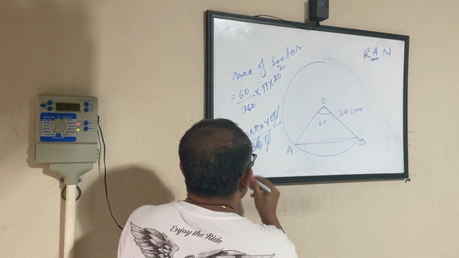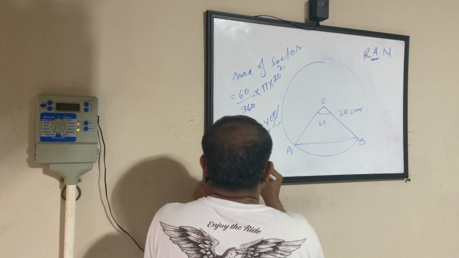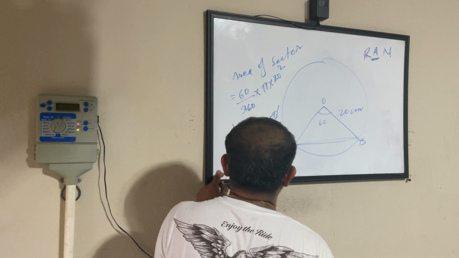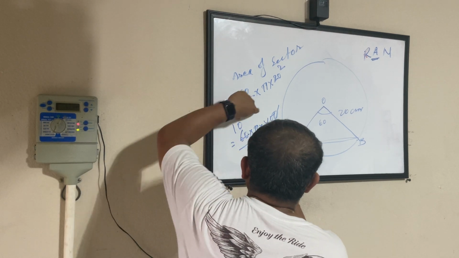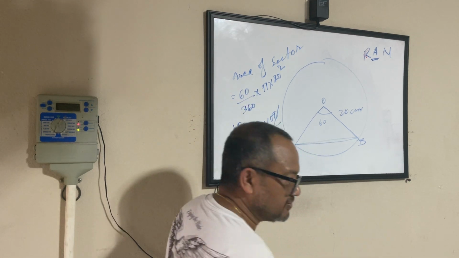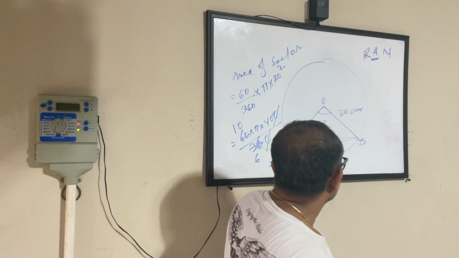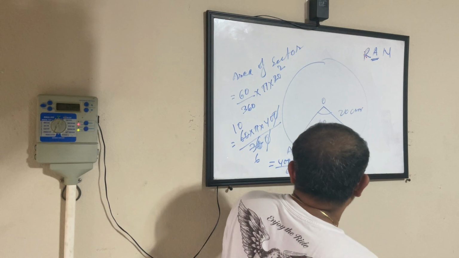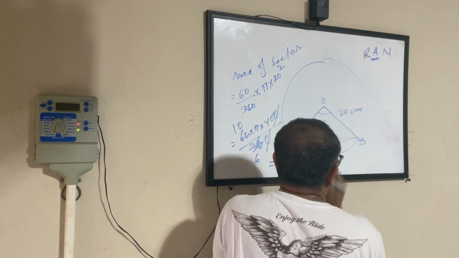10 10 gone. 60, 10 6 are 60, 6 10 are 60, 6 6 are 36. So what I have is 400 pi by 6. I'm just keeping it here, okay, for now. This is my area of the whole thing. Now my biggest problem is to find out the area of this triangle.